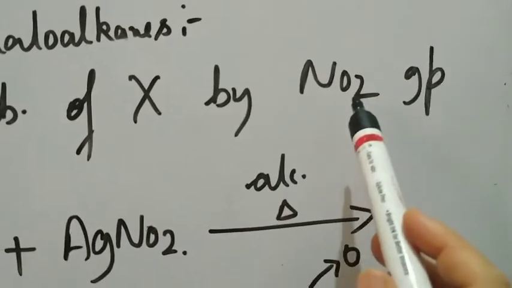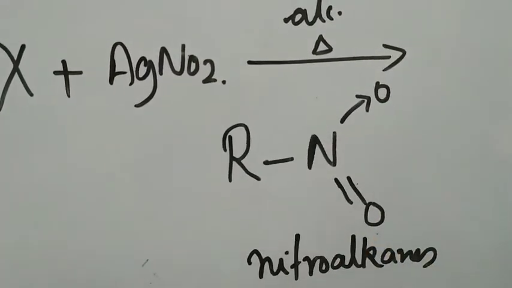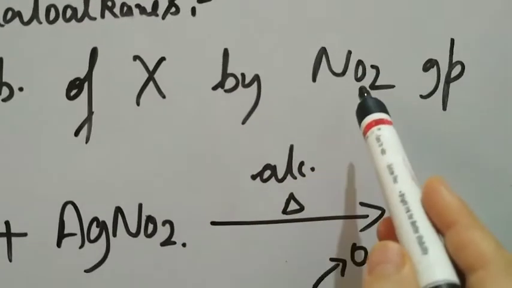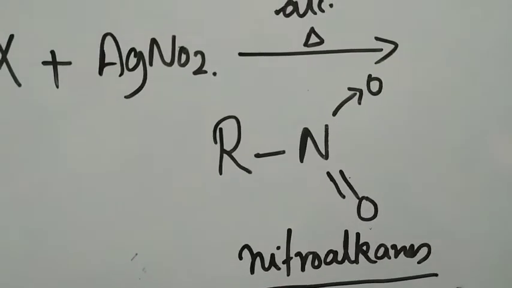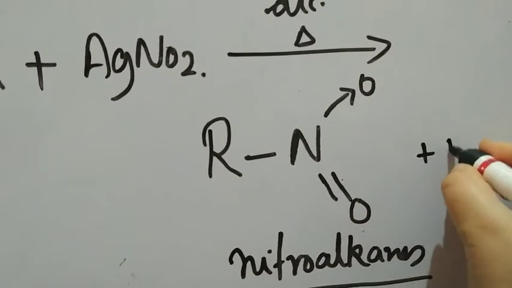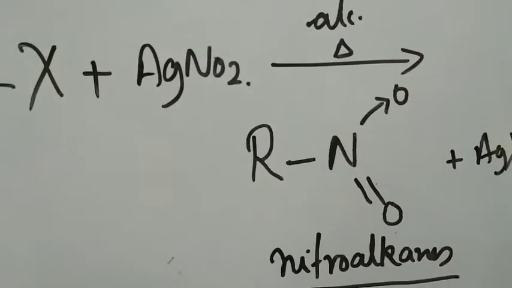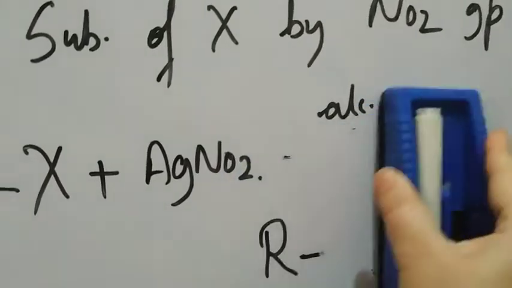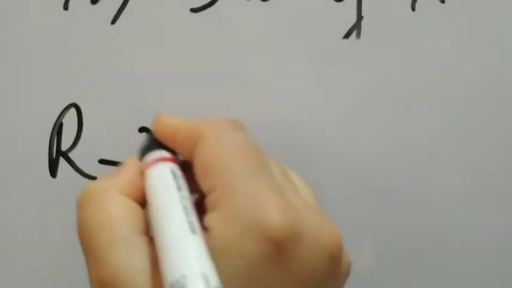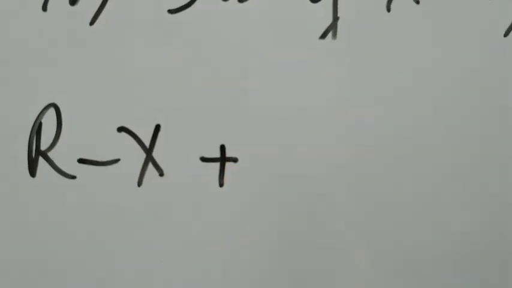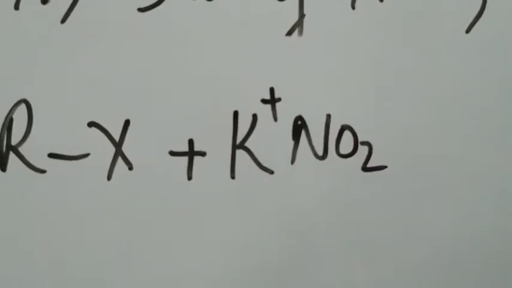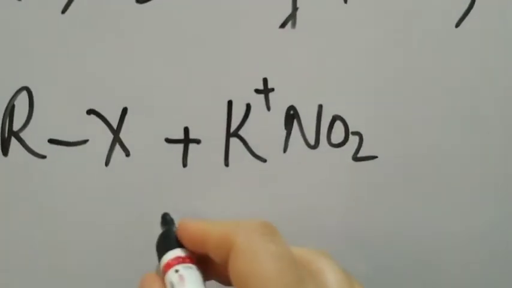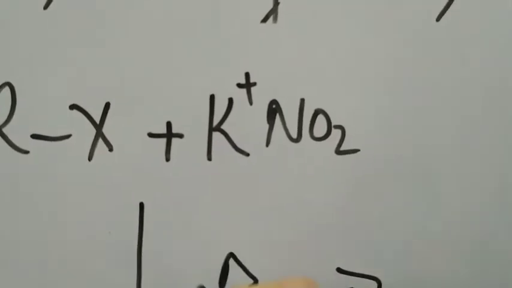That which substituent gives us which class of organic compounds. If we substitute it by nitro, NO2, and that nitro forms a bond through nitrogen, the class of compounds obtained is nitroalkanes. Obviously, we'll have AgX as the byproduct. Now, as I said, this NO2 is again ambident. It can bond through oxygen also, and this is what can happen. We have started with RX and we have taken a reagent like potassium nitrite, right? If we have taken potassium nitrite and we have created the conditions, we heat it.